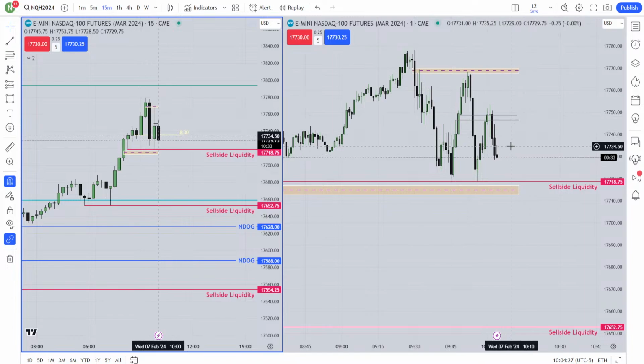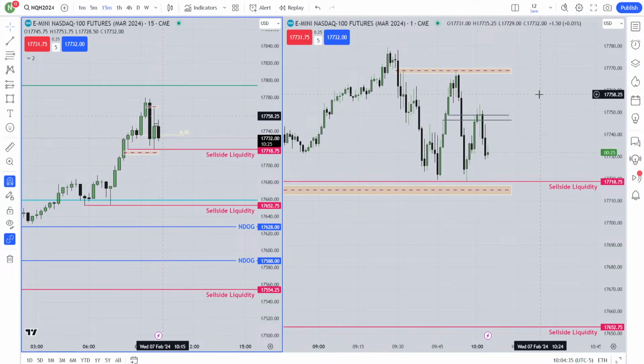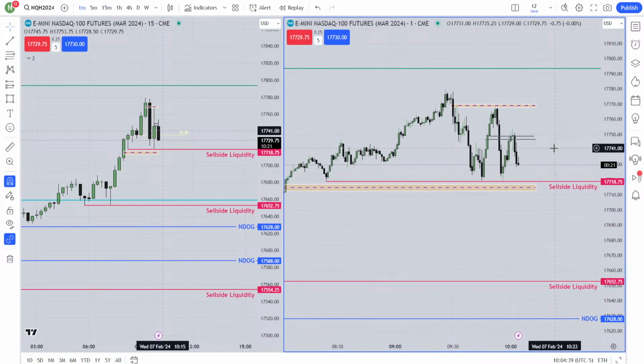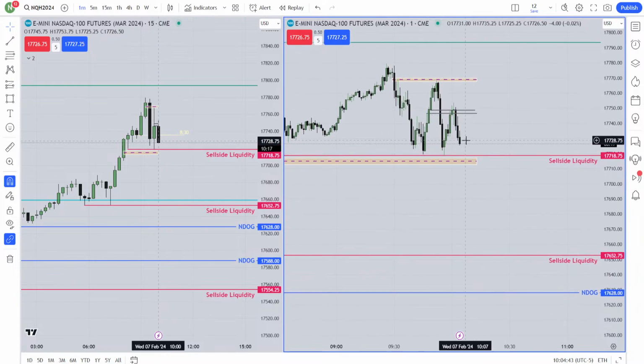Now, if I prove wrong, then I just try to look for a setup. If I see it is consolidating, I keep waiting until the displacement. This is the way I find out whether it is consolidating or actually expanding.